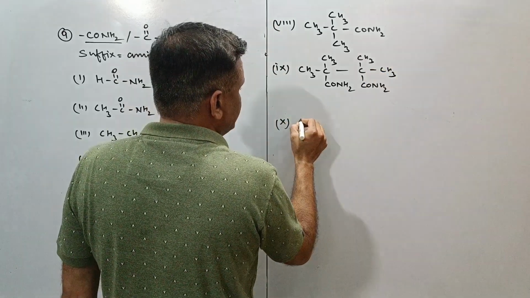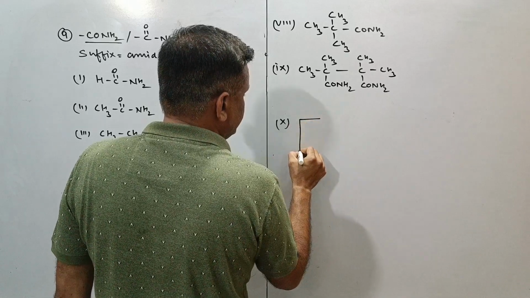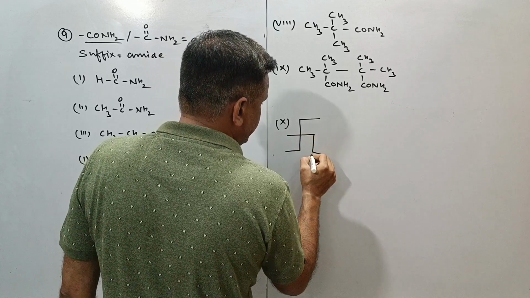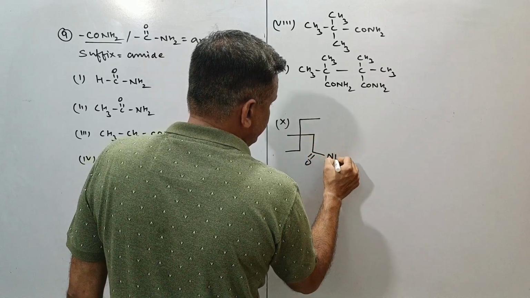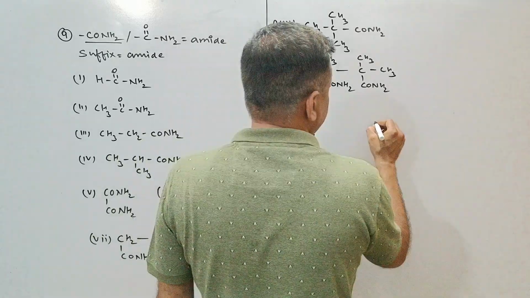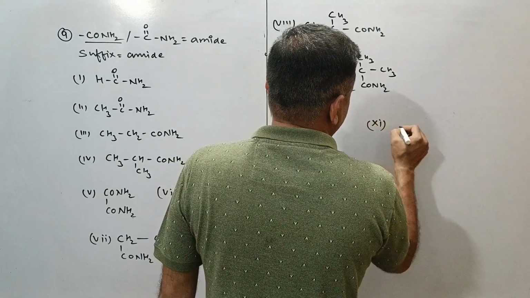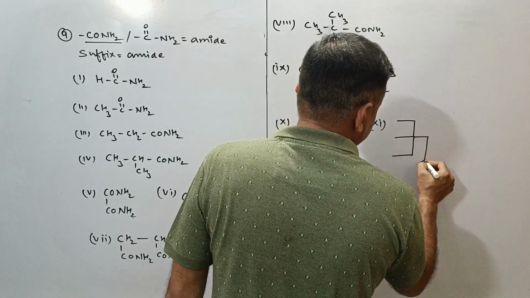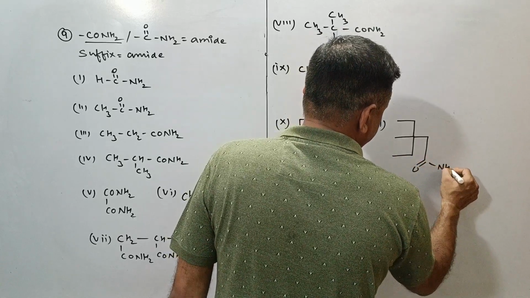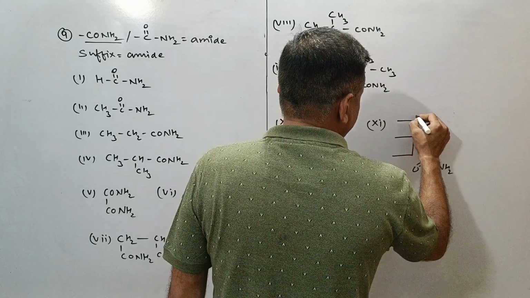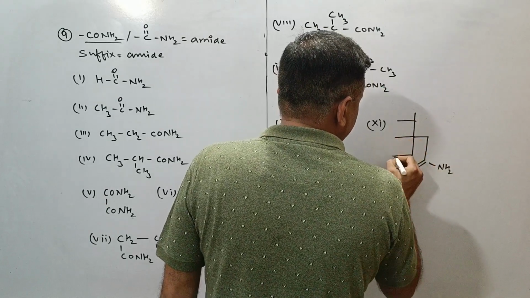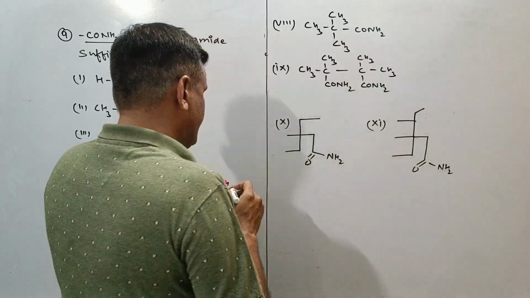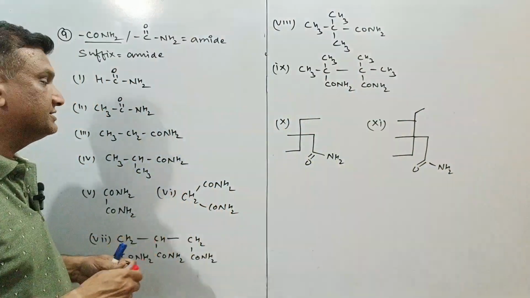You can take just the bond line structure also, as follows. You can say double bond and NH2. Further, you can take the 11th compound as follows. This is the double bond NH2. You can take here one substituent, and here you can take another substituent like this. So first of all, we'll go with the nomenclature.